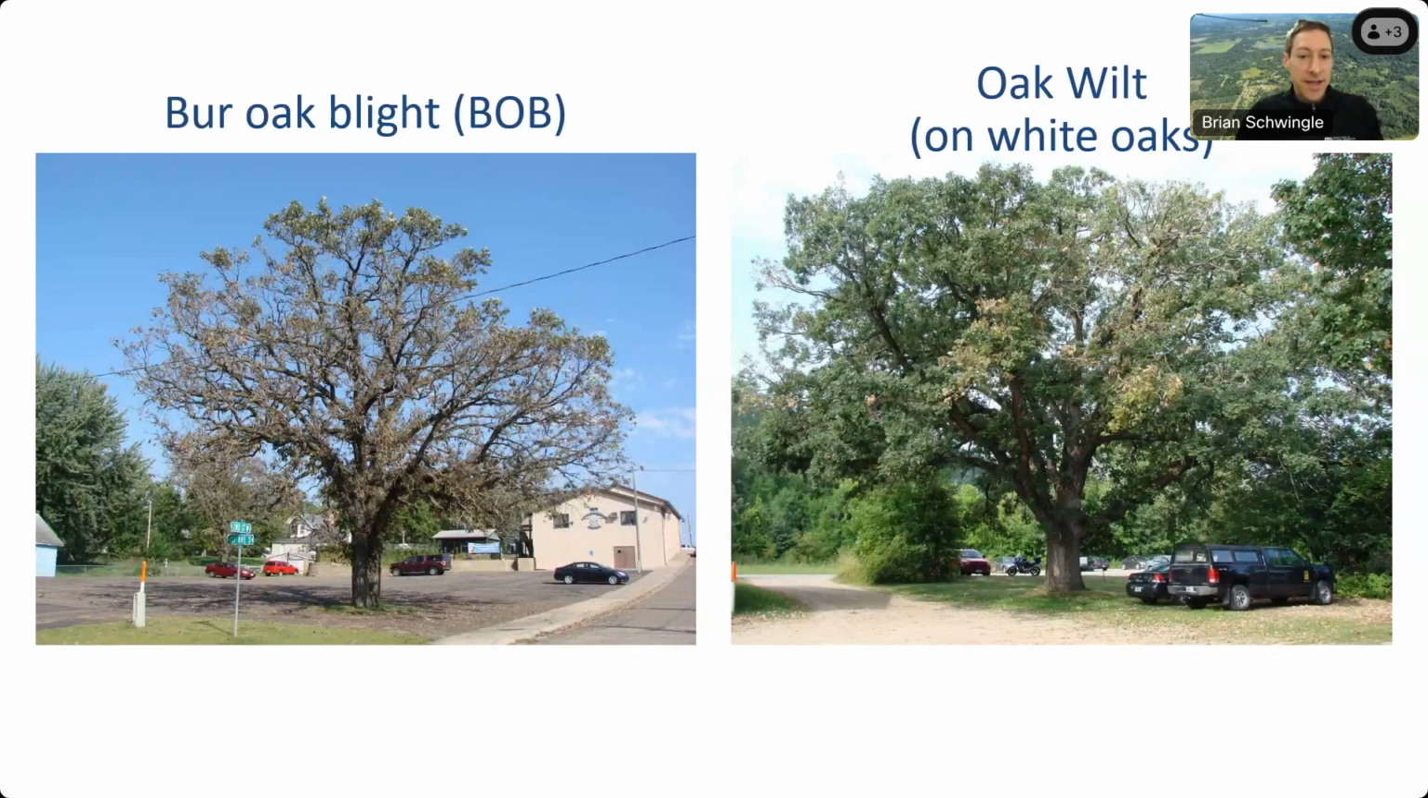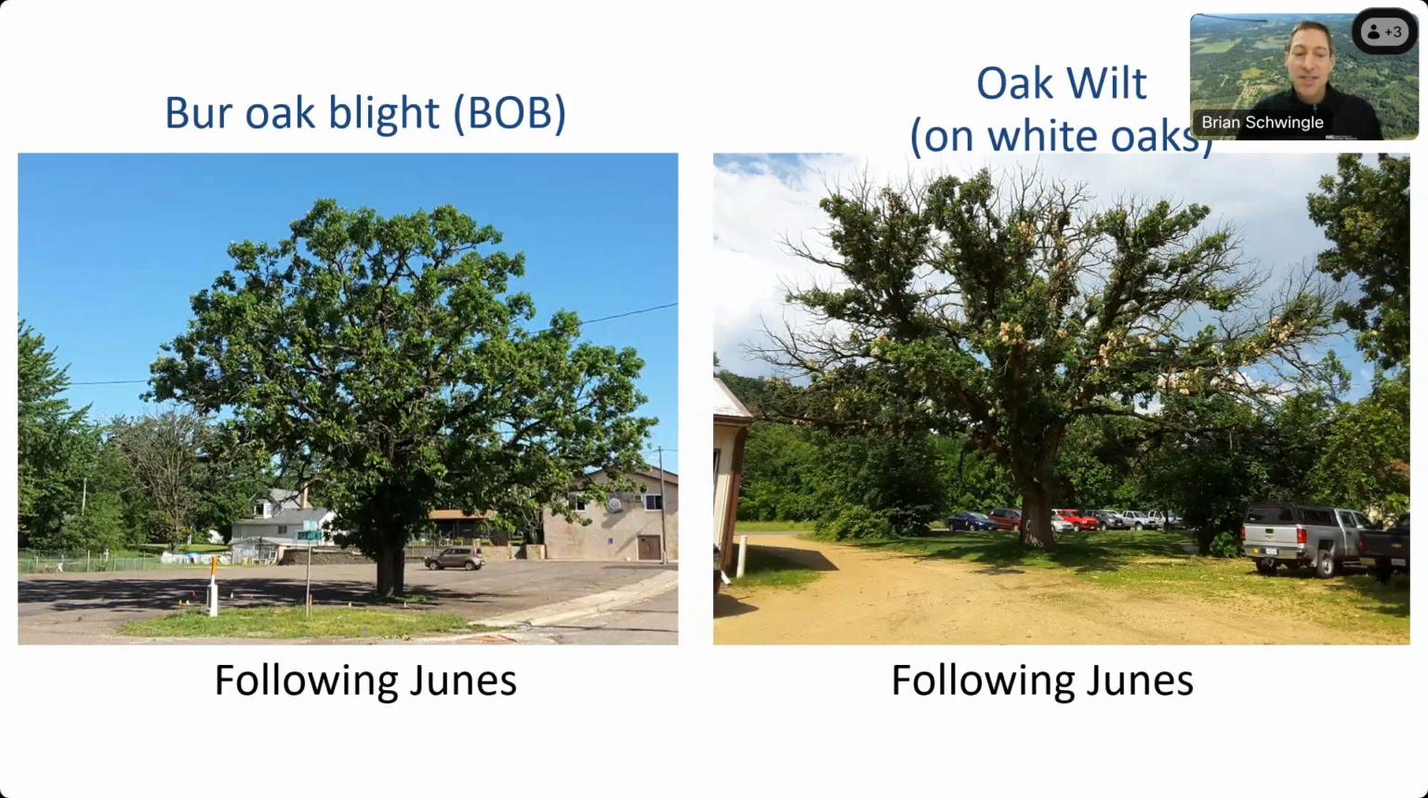Now, there are some lookalikes to oak wilt that really confuse people. There's a native leaf disease called bur oak blight. It only affects our bur oaks. It's shown on the left. It can cause rapid leaf drop, but with bur oak blight the symptoms start on the inner lower canopy, whereas with oak wilt the symptoms will start at the canopy edge. And the next year after bur oak blight, the tree will look fine. It's just kind of an annual disease of the leaves.